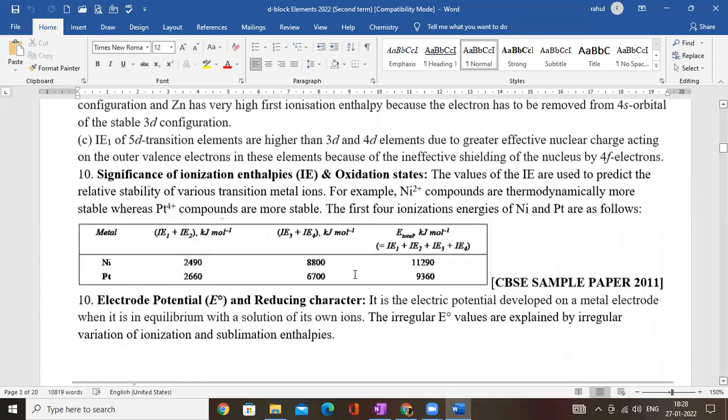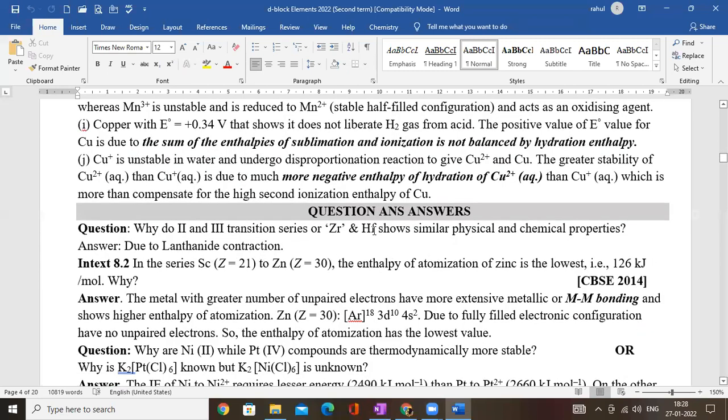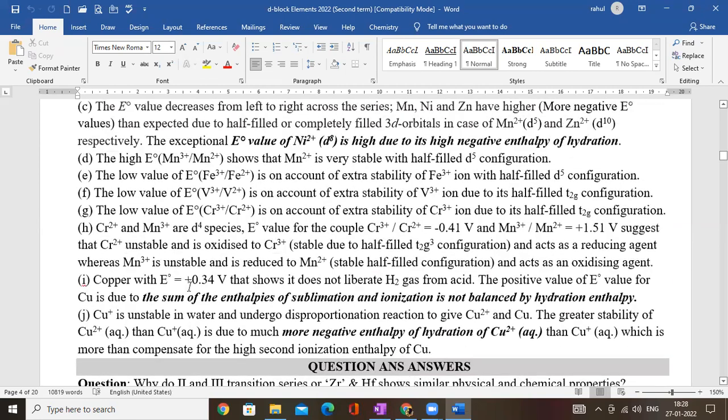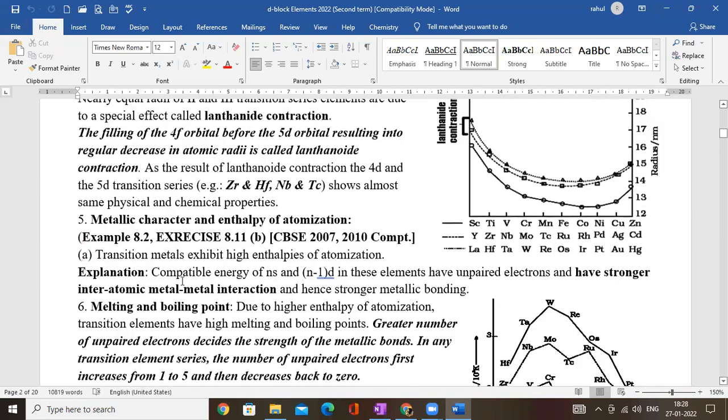So if you go through, I have already written these questions when I discussed question and answer: why do the second and third transition series, or zirconium and hafnium, show similar physical and chemical properties? Of course, the one line answer is because of lanthanide contraction. Now, lanthanide contraction is clear.